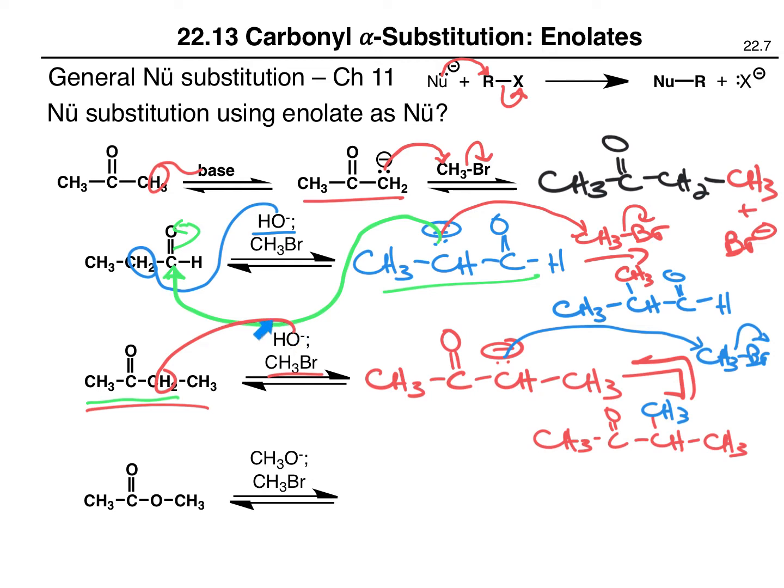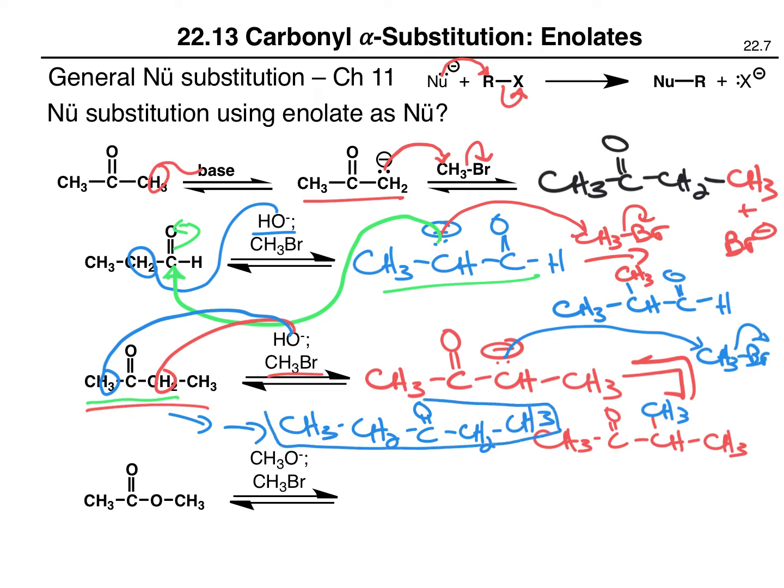So I showed the base grabbing off a hydrogen from one of the alpha positions. Well, it's also possible for the base to grab off a proton from the other alpha position, and that would lead to this product. So we would make some of this ketone and some of this ketone.